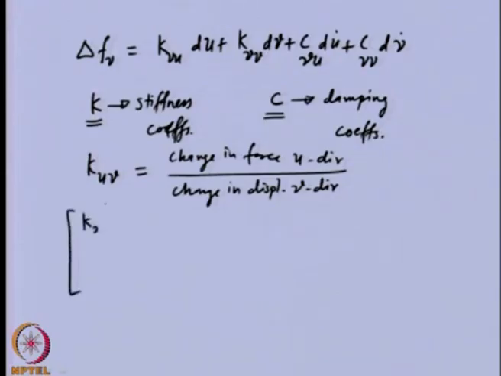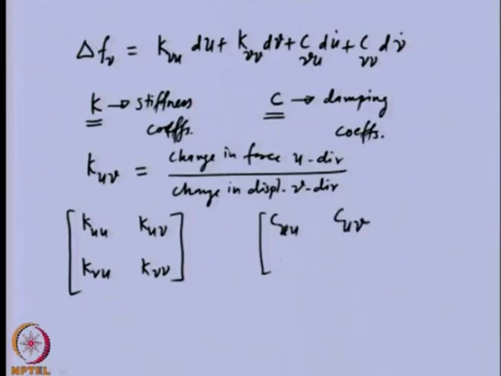because we have defined four stiffness terms and 4 damping terms. So, in this you can see K_uu, K_uv, and this is K_vu, and this is K_vv. So, these are the four stiffness terms, and similarly we have 4 damping terms: uu, uv, vu and vv.